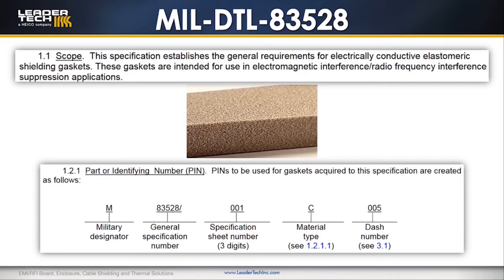The scope of the specification says, this specification establishes the general requirements for electrically conductive elastomeric shielding gaskets. These gaskets are intended for use in electromagnetic interference, radio frequency interference, suppression applications. Having conductive elastomer materials approved for manufacture by the U.S. Department of Defense signifies that it has passed the inspections and tests of MIL-DTL-83528.